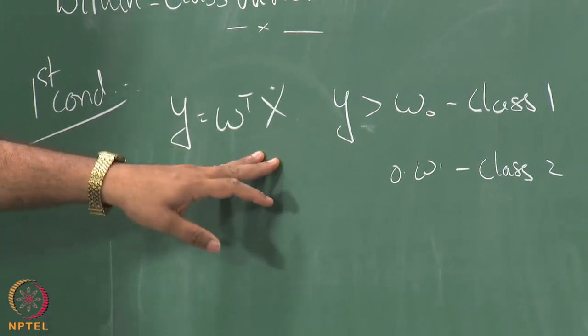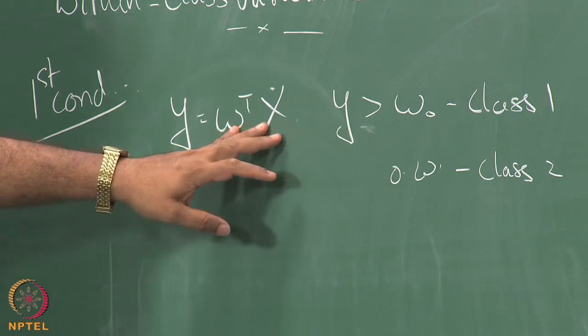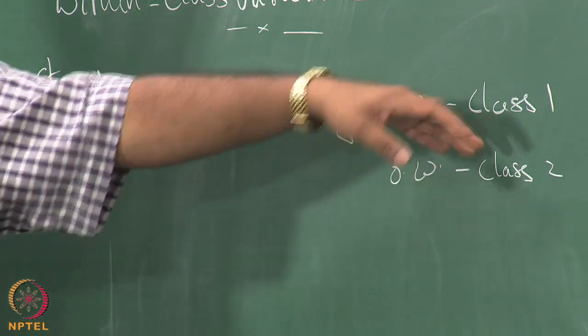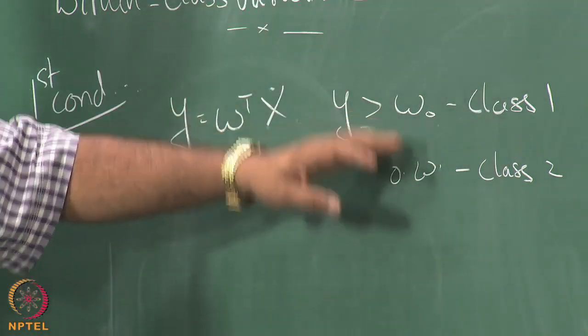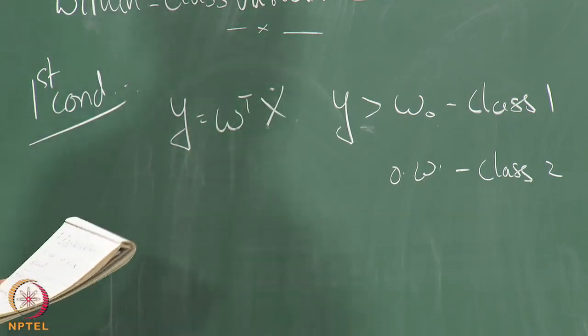So I am going to have a surface defined by W transpose X. So Y equals W transpose X, if it is greater than some W naught I am going to classify it as class 1, if it is less than or equal to some W naught I will classify it as class 2.